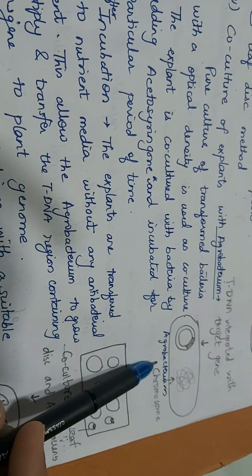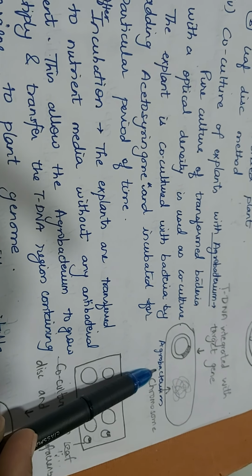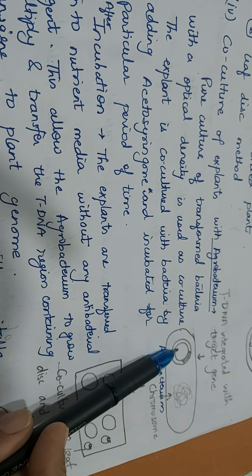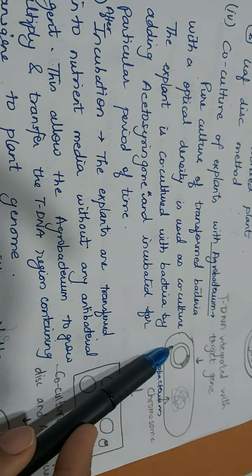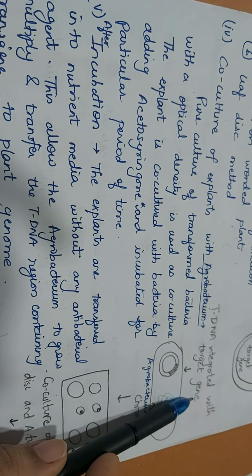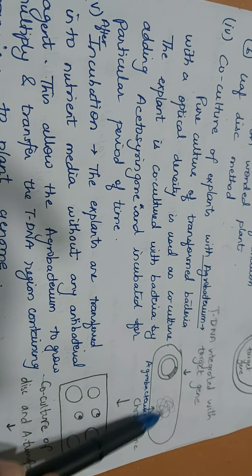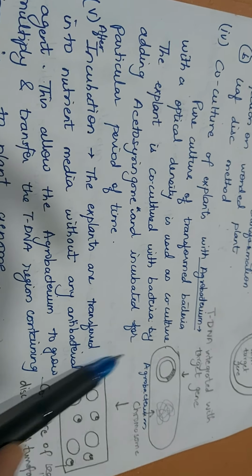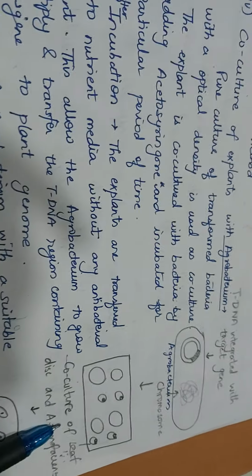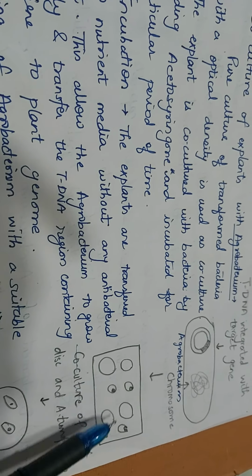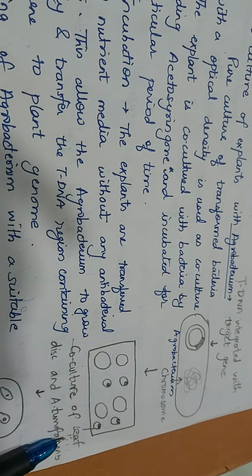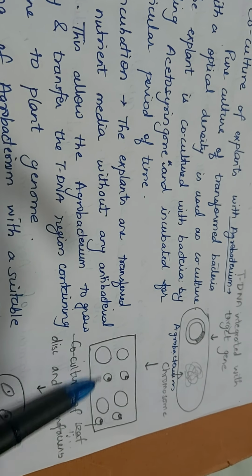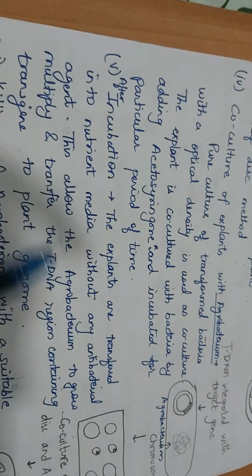So first you have made a recombinant Agrobacterium strain with our recombinant plasmid inserted in it. The DNA integrated with the target gene is inserted in the Agrobacterium. You take the pure culture of this, then you co-culture it with the explant. Here the explant is the leaf disc. You are going to co-culture the leaf disc and Agrobacterium tumefaciens together.